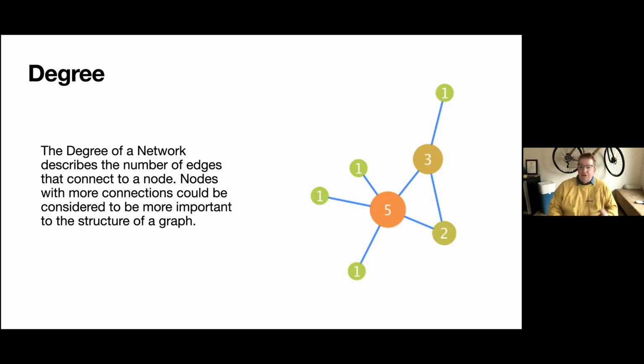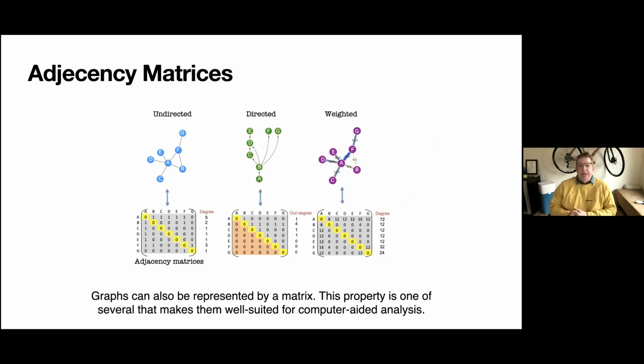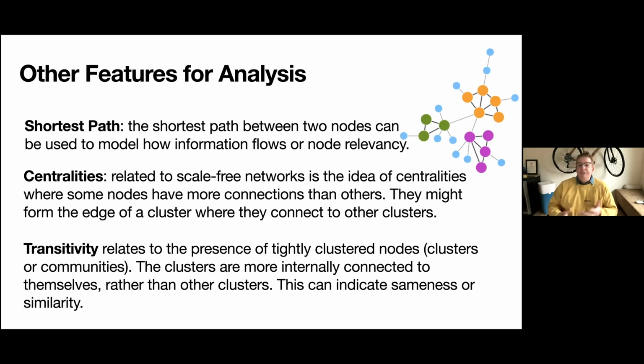So analyzing the structure of a graph or the visual presentation of a graph is one thing that we can do with a graph. Now, what makes graphs particularly useful for computers is that they can be represented in matrices. And so you can see we have our undirected, directed, and weighted graphs, and each one of those has an associated matrix that can be used in analysis. So they're visual, but they can also be represented in a purely numeric fashion. Other features that are commonly used for analysis are shortest path. And of course, that makes sense. How to get from A to E? Maybe you go through B, C, and D.